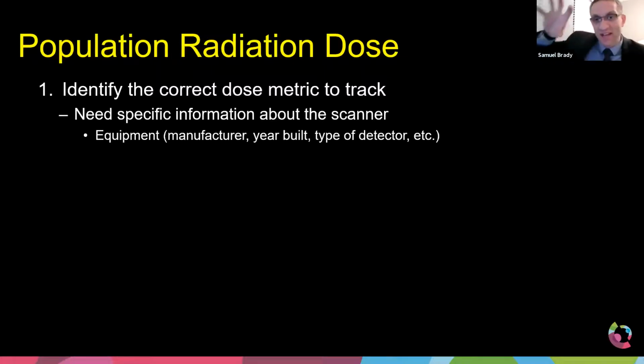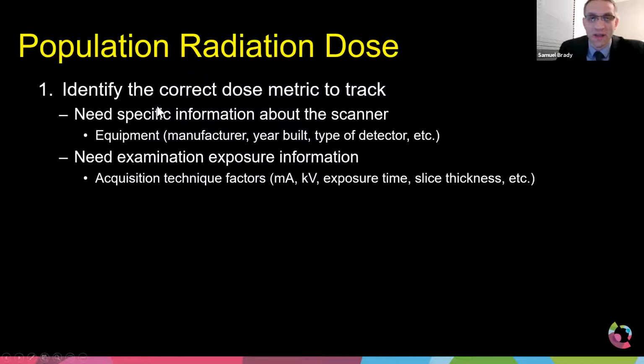Does it have the latest and greatest deep learning algorithm, or is it still using older traditional ways to create the image? We need to know what the acquisition techniques or the factors are that created that image: the mA, the kV, exposure time, slice thickness, all of this. We need to understand that.